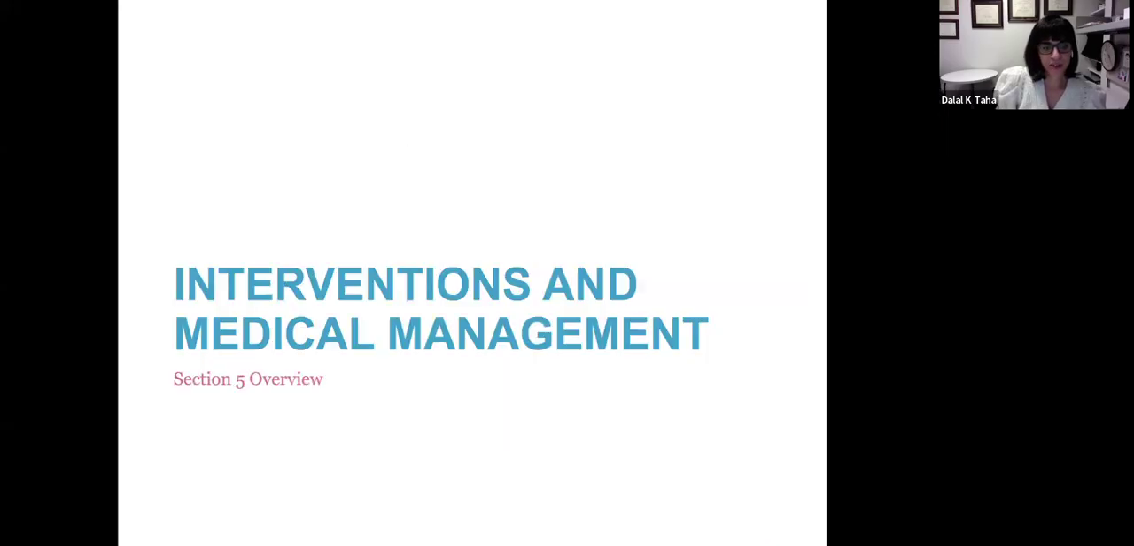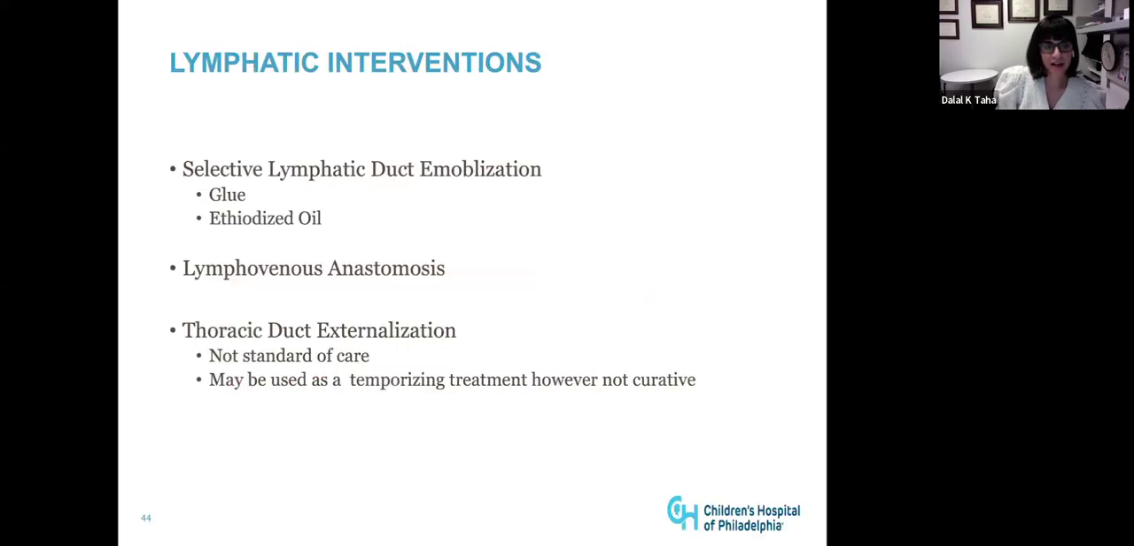Okay, so what do we do when we've diagnosed a lymph disorder in our patients? There's a couple of interventions that we use with great success, and one that is not really the standard of care yet. So we'll go over selective lymph duct embolization with glue or ethiodized oil, or Lipiodol. We'll go over lymphovenous anastomosis and thoracic duct externalization, which is not curative but can help with symptom management.